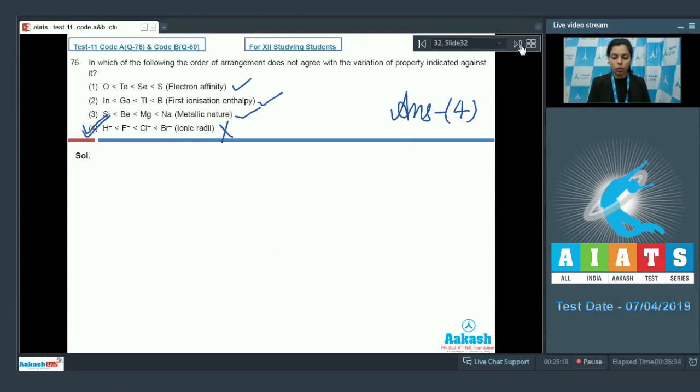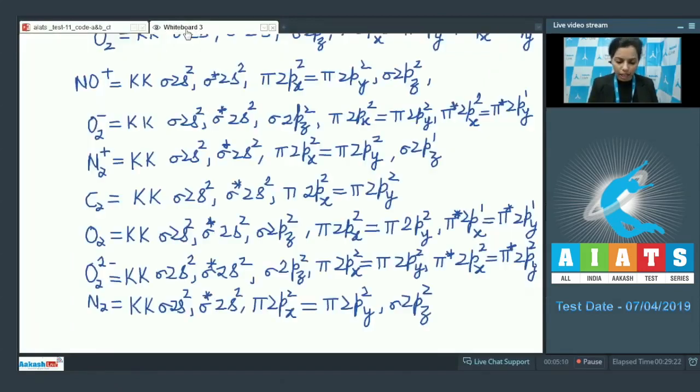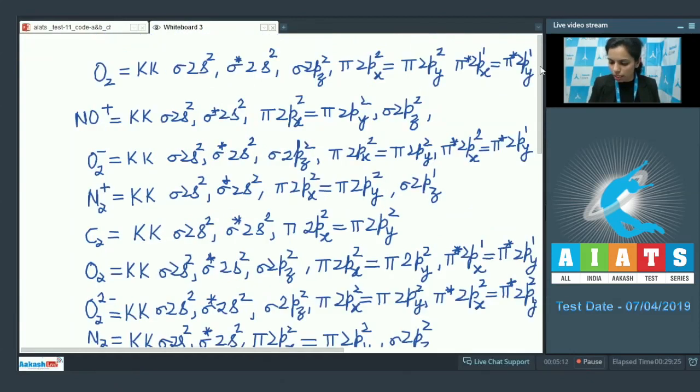Now it's the turn for question number 77. The pair of species having the same bond order is. To identify the bond order of the given species, we need their molecular orbital configuration, which I have here for you. First, we have the configuration for O2, used when the atomic number is more than 14.